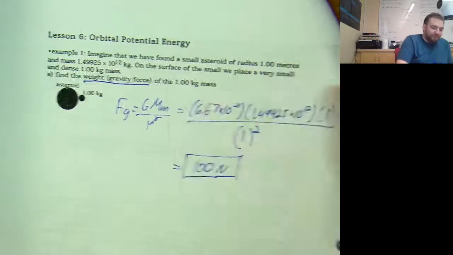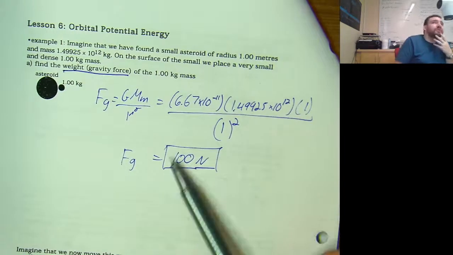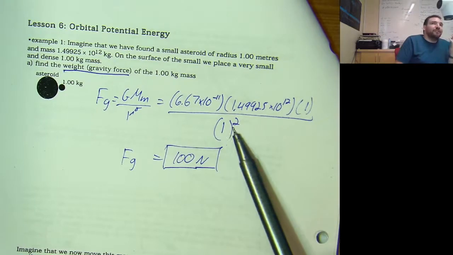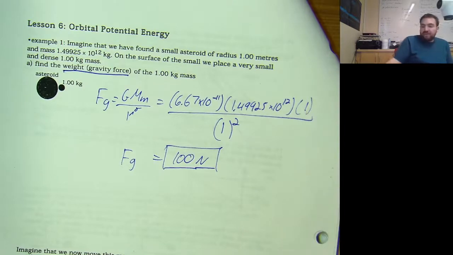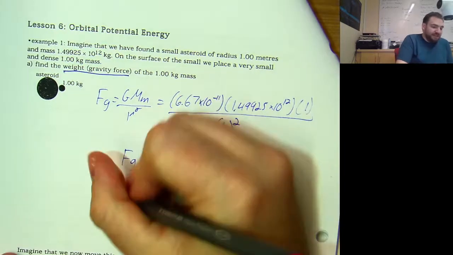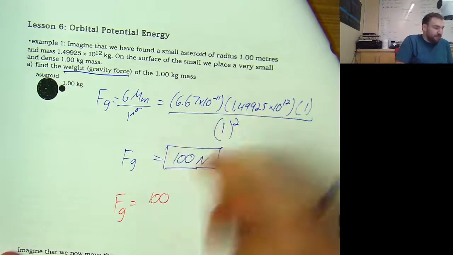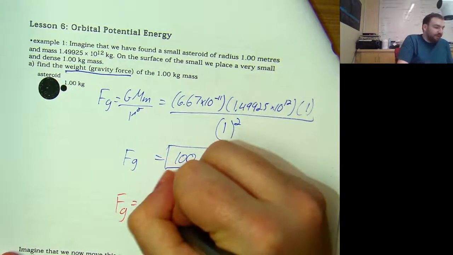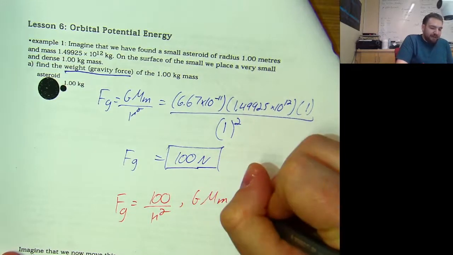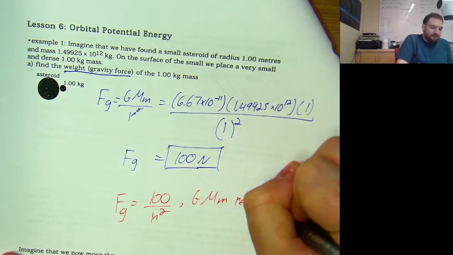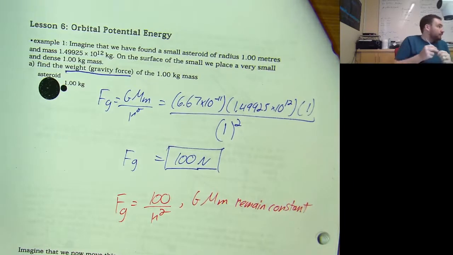The reason that we're doing that is this. If Fg is equal to 100 newtons, and the radius on the bottom is 1, and this mass here was 1, what this is going to allow us to do is to write this expression down here: my force of gravity is equal to 100 over r squared. Because big G, big M, and little m remain constant, and those things multiplied together are 100.